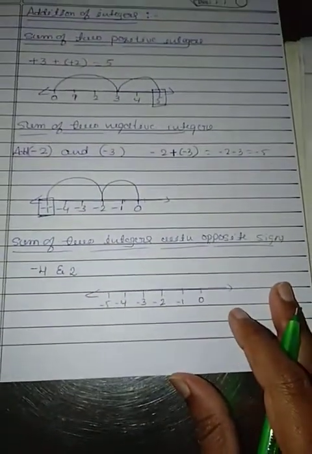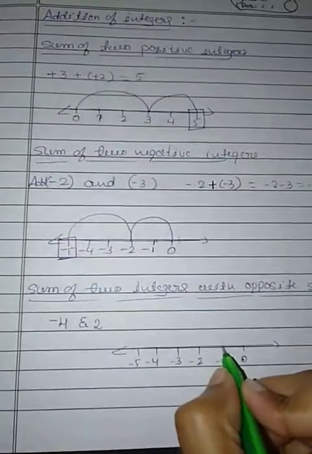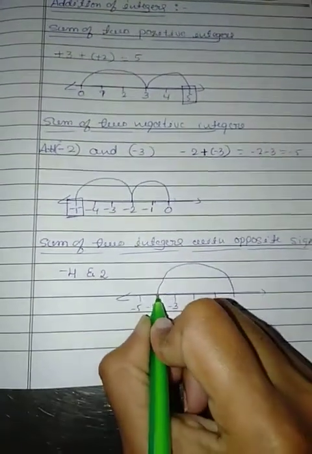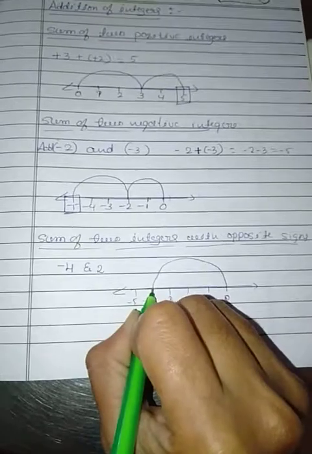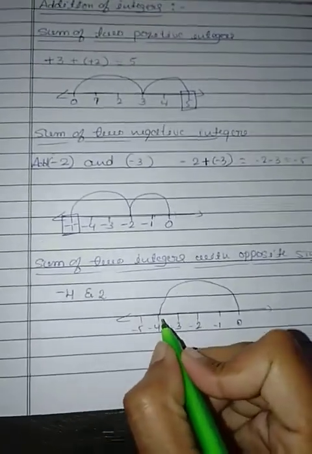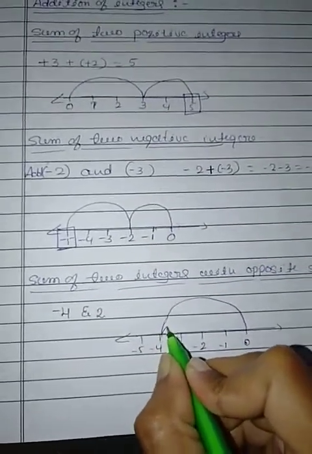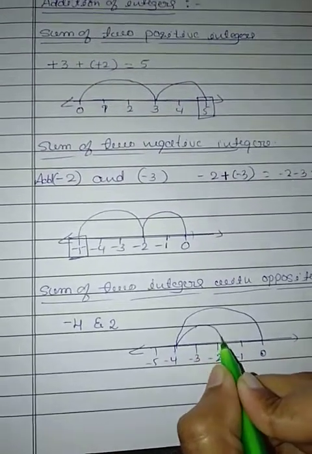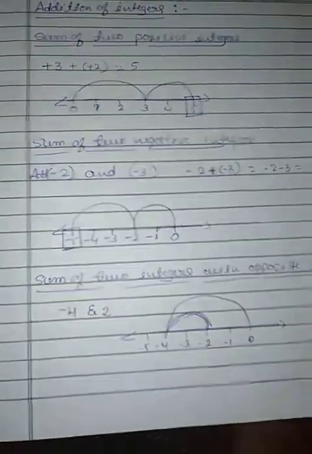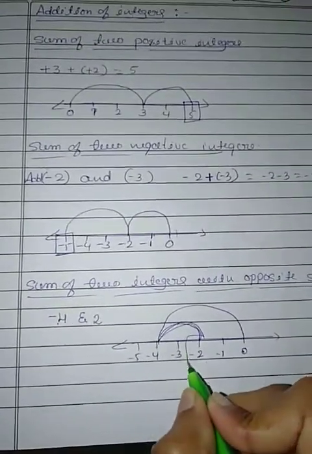Now start from 0 and move 4 places for minus 4. Okay, so move 4 places to the left of the 0 for minus 4. So from minus 4, now move 2 places to the right. Okay, count 1, 2. Okay, so now we will get minus 2 as the answer.